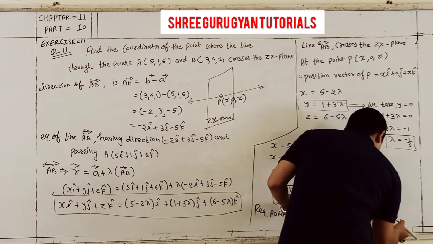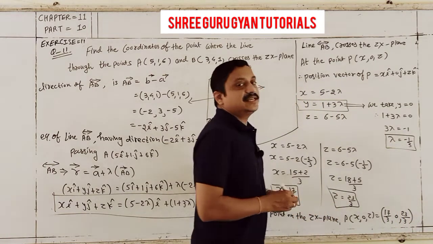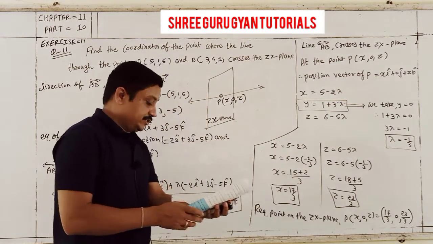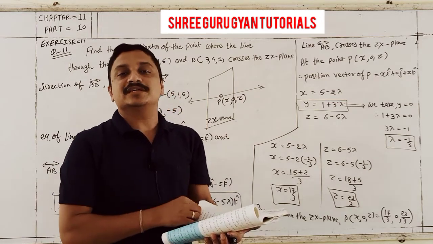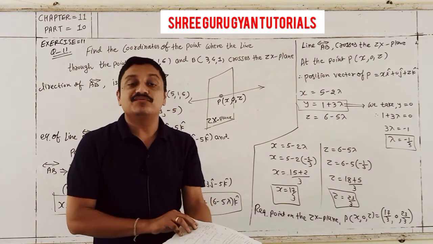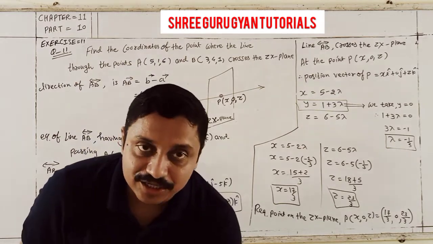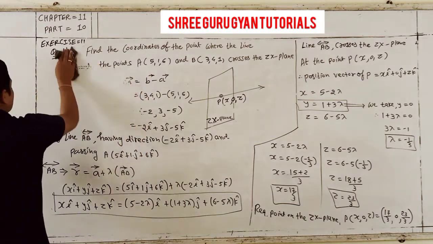17 by 3, 0. And student z is also the same, 23 by 3. And that's how you easily get the answers for the question: 17 by 3, 0 and 23 by 3. Now students, after ending questions 10 and 11, I will start from the first questions of exercise 11.